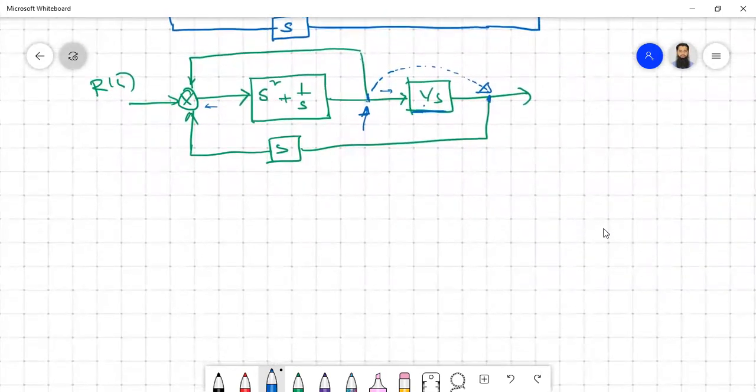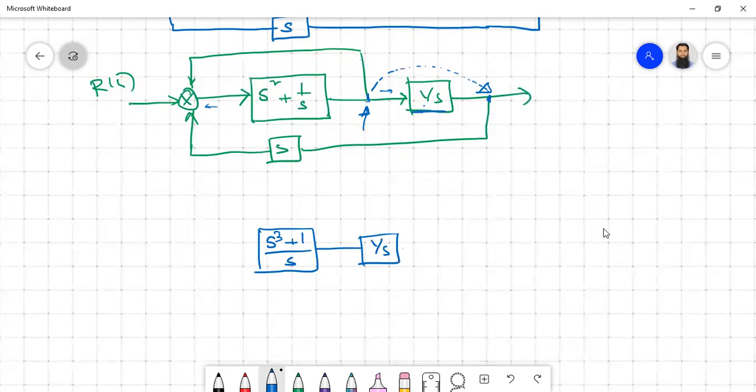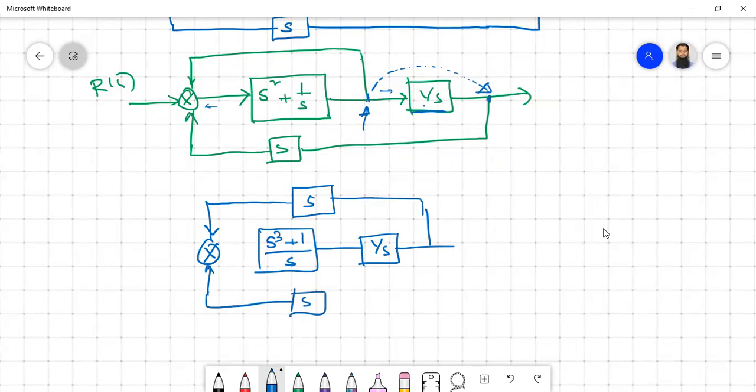We can also multiply here S cube plus 1 by S. Okay, so we just multiply that one. Then 1 by S is here. Now we're taking the reference from the other side. So we have the summing junction here. It will be made by 1 by S, so basically S coming here, one of them here, and the other one S is coming from the other side. So this is your C(s) and this is your R(s). Okay, be very careful about the sign.